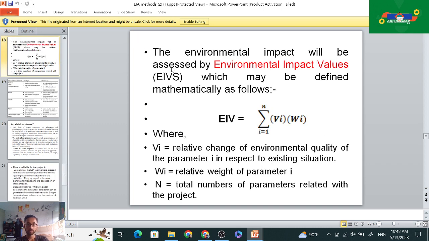Then the environmental impact will be assessed by the environmental impact values, EIVs, which may be defined mathematically as follows: EIV equals the sum from i equal to 1 to n of Vi times Wi, where Vi equals the relative change of the environmental quality of the parameter in respect to the existing solution, Wi is the relative weight of the parameter i, and n equals the total number of parameters related with the project.